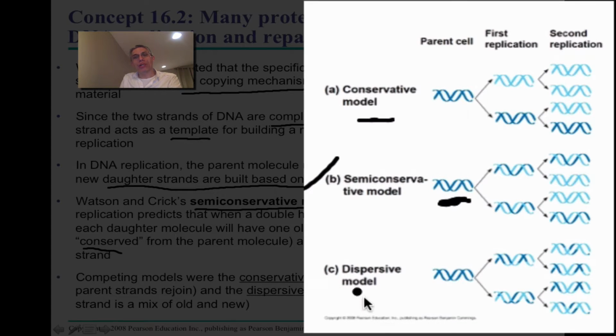And then there was one called the dispersive model. And what that meant basically was that you would take this parental DNA and you would take bits and pieces of it and use that to create the new DNA. In other words, each new strand would have bits and pieces of the old and bits and pieces of the new.